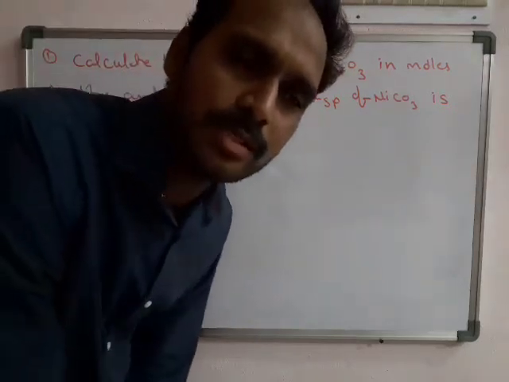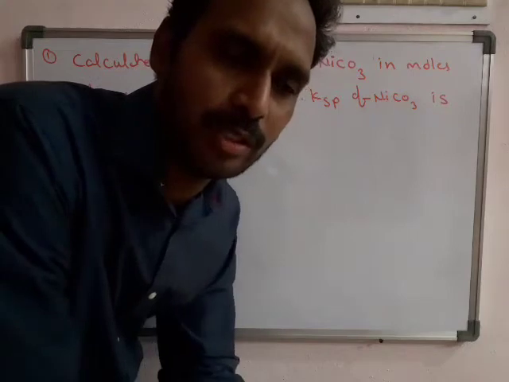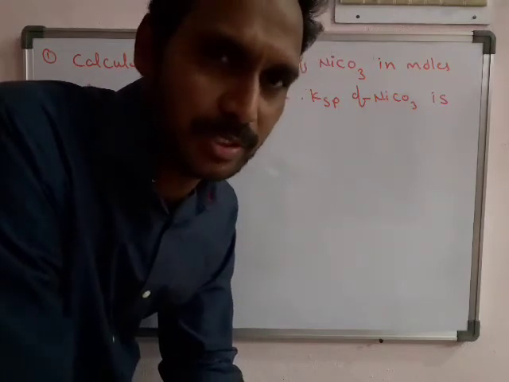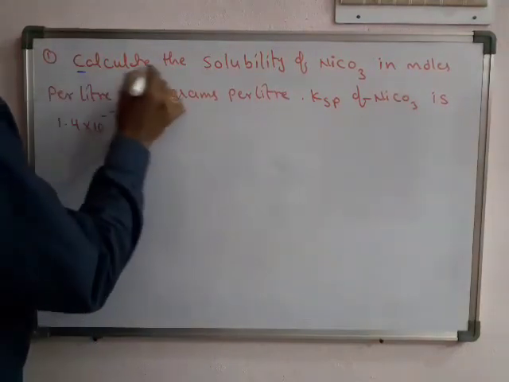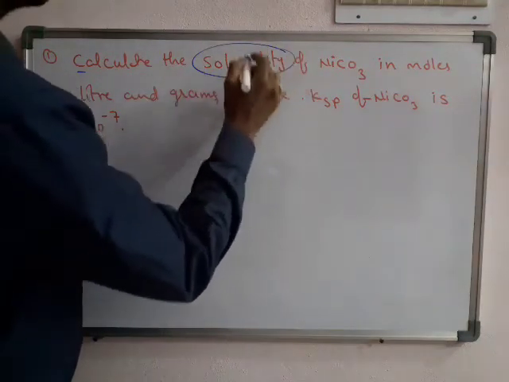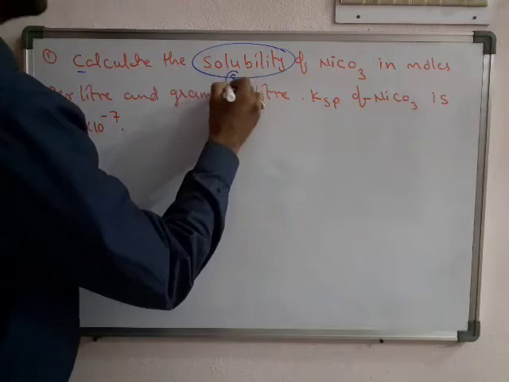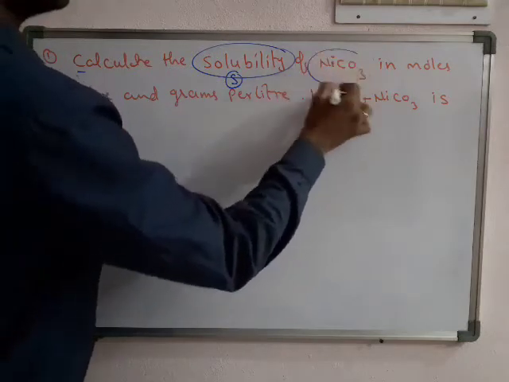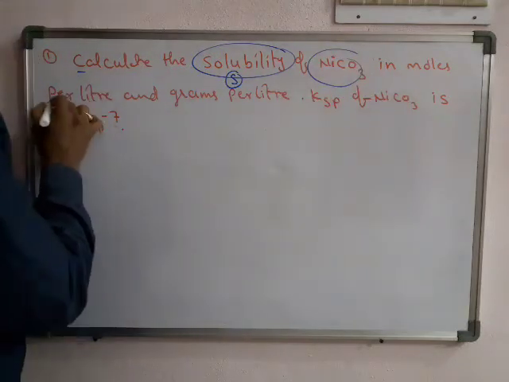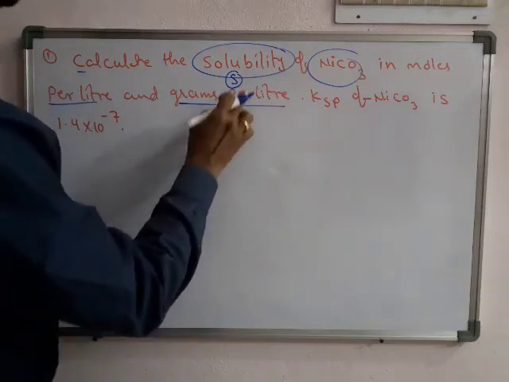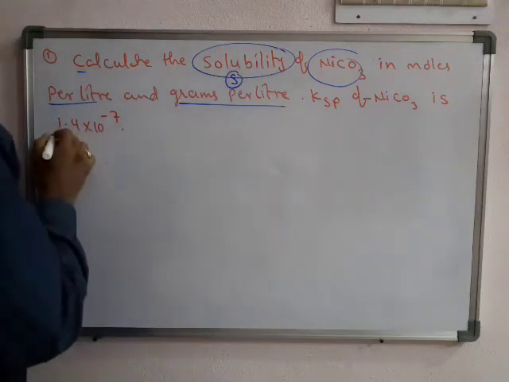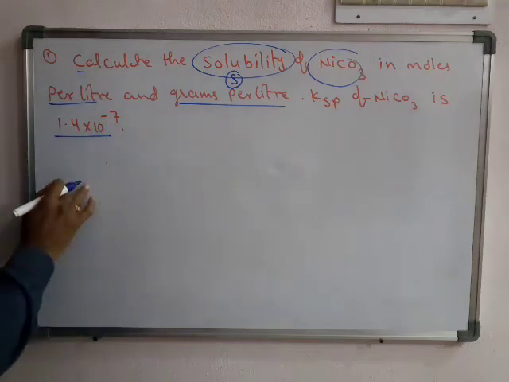So hello students, today we see some problems based on solubility product. See the first one. We have to calculate the solubility of nickel carbonate in moles per liter and grams per liter. The information is given about the solubility product.